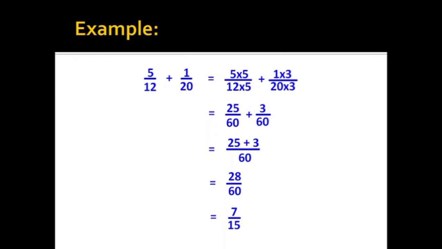So now we'll add the numerators. The numerators are 25 and 3. When added, it will become 28. So our answer will be 28 upon 60. We can cancel it and write it in the simplified form. So it is cancelled by 4 and we have written it as 7 upon 15.